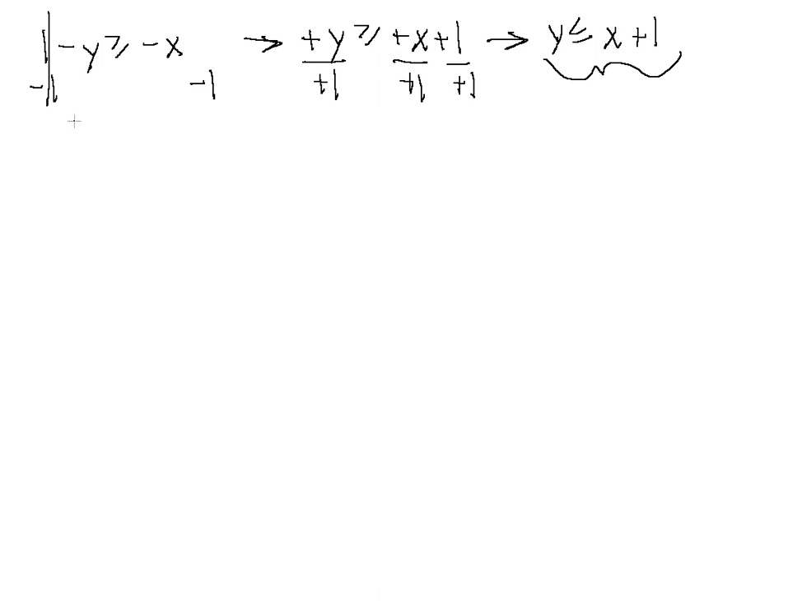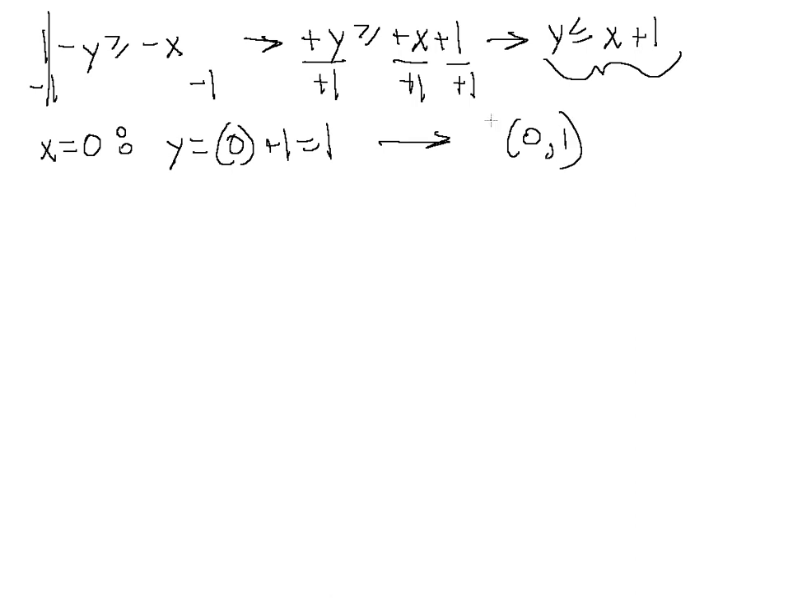All right, so this should be very simple. Let's pick out a few values. We have x equals 0. So we have y equals 0 plus 1, and that's just 1. So our first point is (0, 1). Let's get our second point. Let's just let x equal 1. So we have y equals 1 plus 1, which should be 2, giving us our second point, (1, 2).